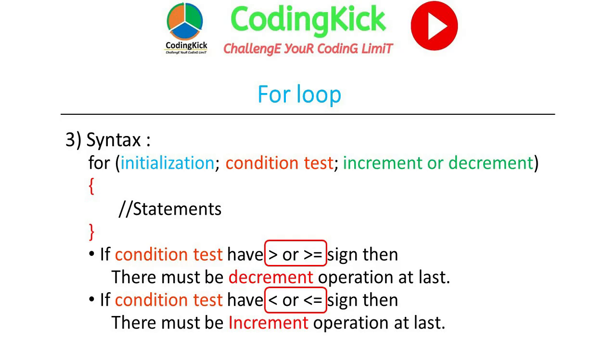The third thing you need to remember is actually a logical error. If you have used a greater than or greater than or equal to sign, and you are using an increment operation in the increment or decrement part, it will be a logical error. In the normal case, when you are using only one variable in a for loop, you need to follow this rule, written over here. In the condition statement, if there is a greater than or greater than or equal to sign, then there must be a decrement operation, and if there is a less than or less than or equal to sign, then there must be an increment operation in the increment or decrement part.